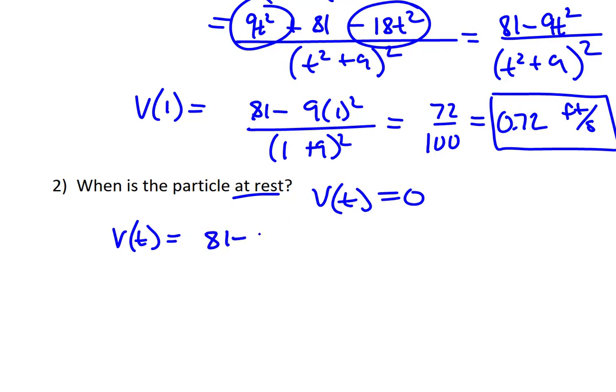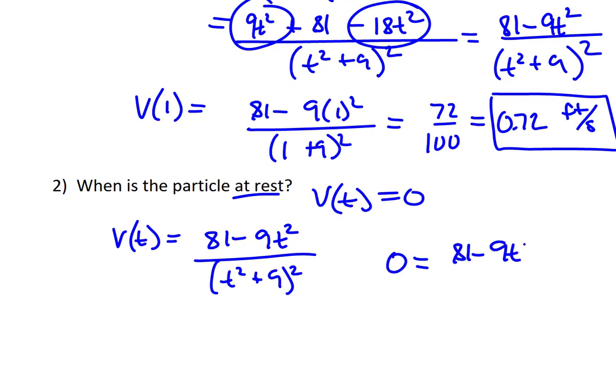We said v of t was 81 minus 9t squared over t squared plus 9 all squared. So that's our general expression for velocity that we had found using our derivative. If we want to set that equal to 0, then we would just say 0 equals 81 minus 9t squared over t squared plus 9 all squared.